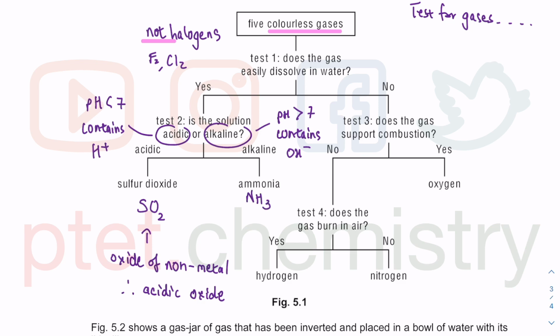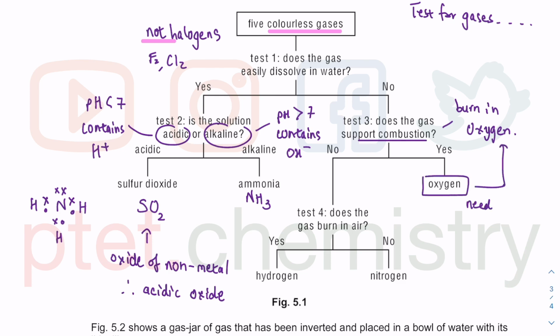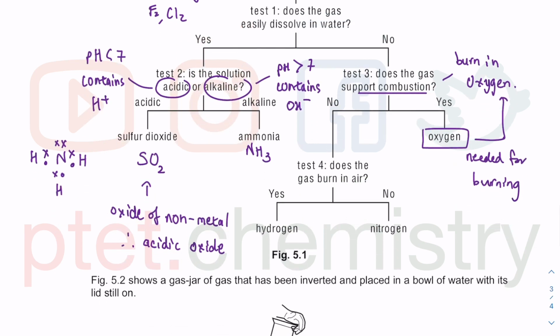Ammonia is NH3. This is from year 9, chemical formula. Nitrogen wants to share 3 electrons because you already have 5 electrons in the outer shell. You share 3 more electrons with hydrogen to complete your outer shell. Ammonia is alkaline there. If it doesn't dissolve in water, does it support combustion? Does it burn in oxygen? If it burns in oxygen, then it cannot be oxygen. Okay, so if it supports combustion, it's oxygen because oxygen is needed for burning or combustion. If it doesn't support combustion, does it burn in air? Yes, hydrogen can react with oxygen. It gives you the pop sound, and then the lighted splint will extinguish.